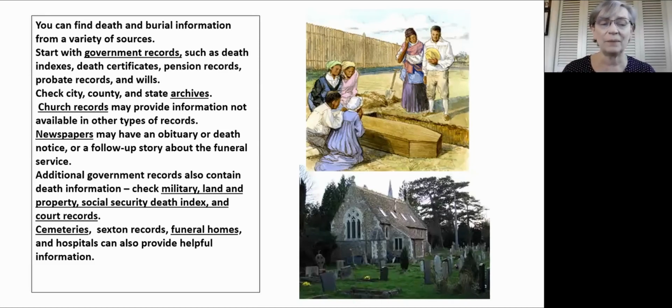And of course, newspapers, all kinds of different articles might have the death information that you're looking for, not just obituaries. And there are additional places where you might find that information you're looking for, such as land and property records, military records, court records, funeral homes, and more. So we're going to talk about all of these different types of things that you might find.